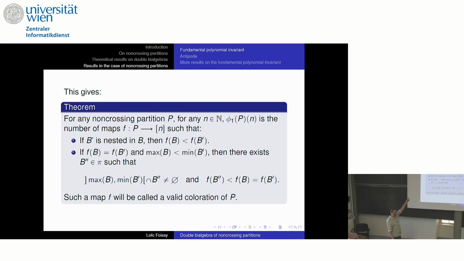To each coloration, you associate a composition: the number of blocks with the first color, with the second color, and the last color. So to each such coloration, you associate a composition, and this gives you a unique homogeneous double bialgebra morphism from non-crossing partitions to quasi-symmetric functions. This is very close to polynomials, so I just talked about polynomials because it was long enough.